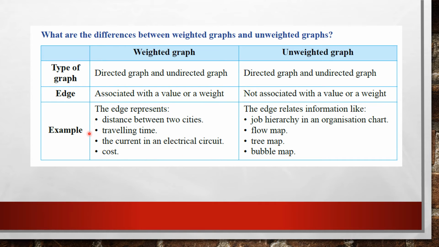So examples of a weighted graph: the edge represents the distance between two cities, traveling time, the current in an electrical circuit, or cost. An example of an unweighted graph: the edge relates information like job hierarchy in an organization chart, flow map, tree map, or bubble map.